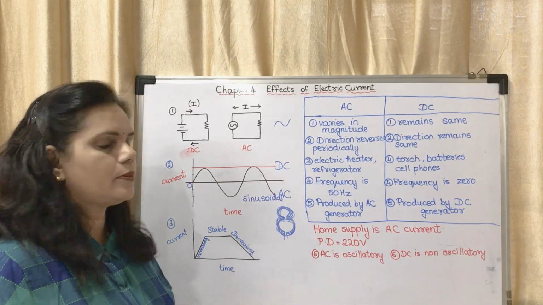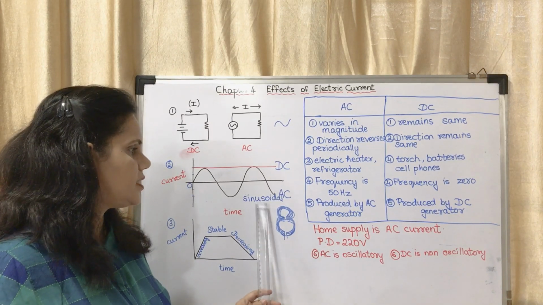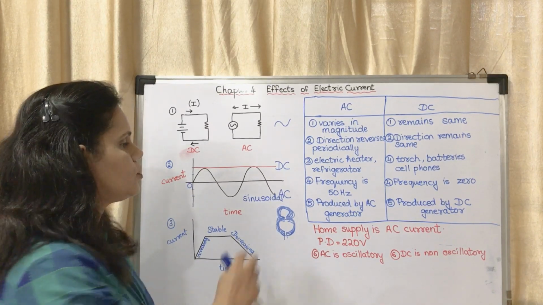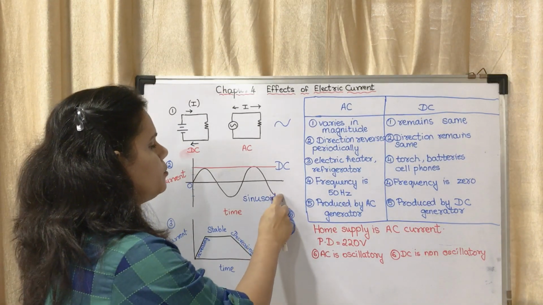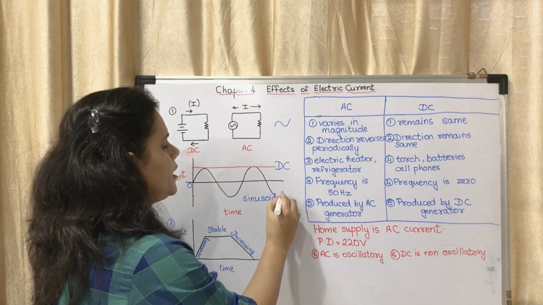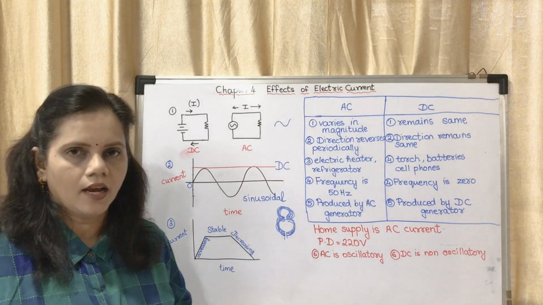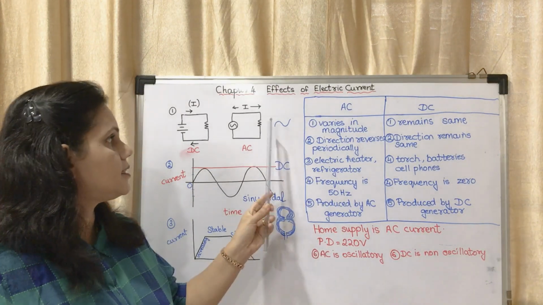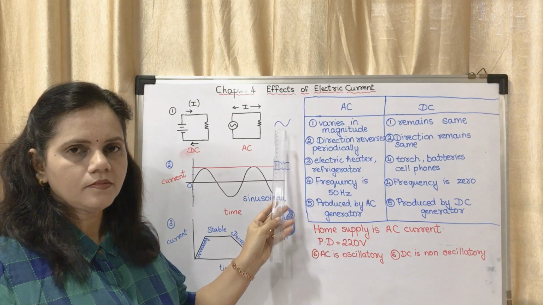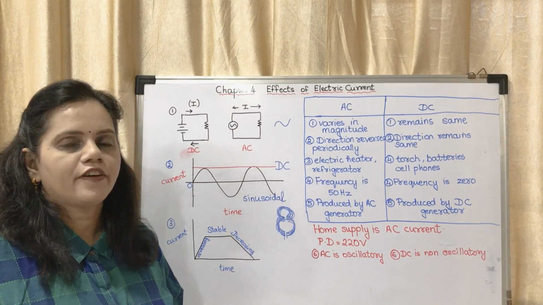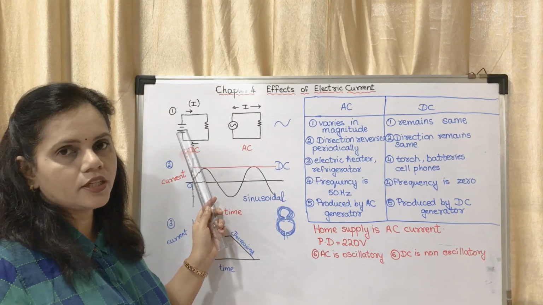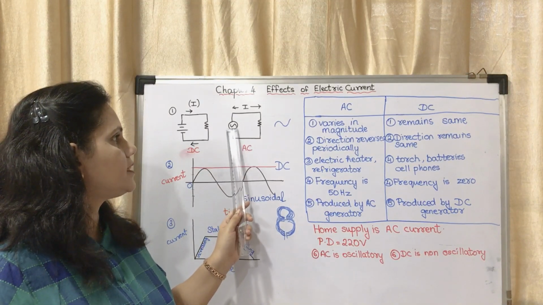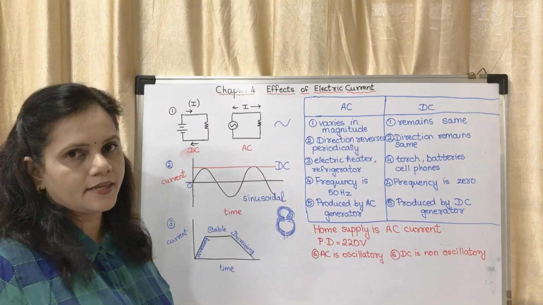This graph is said to be sinusoidal. The shape is called sinusoidal. You may see the term in the textbook, sinusoidal. That is the symbol which is shown for AC current. From the graph you should be able to understand this is of DC. They have shown a battery. This is of AC because they have shown this symbol.